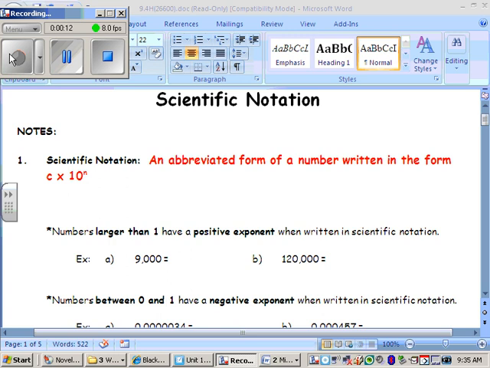Scientific notation, if you look at its definition, is simply an abbreviated form of a number written in the form c times 10 to the nth power. The c just stands for a number, then times 10 to a particular power. We will look at how to specifically write a number as we go through these examples. So let's scroll down and look at some numbers, and I will show you how to write them in scientific notation.